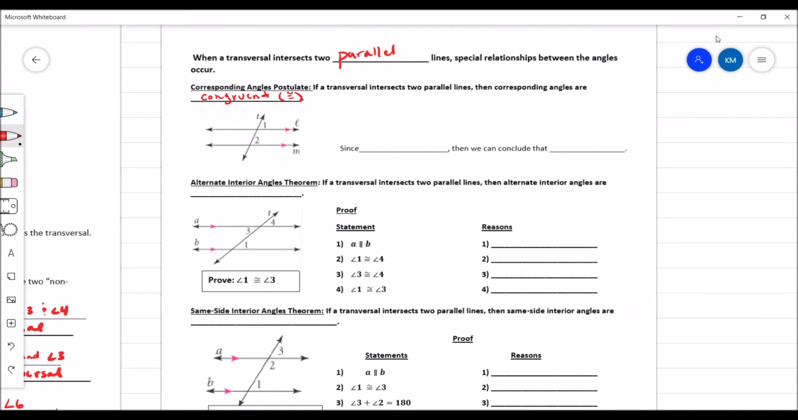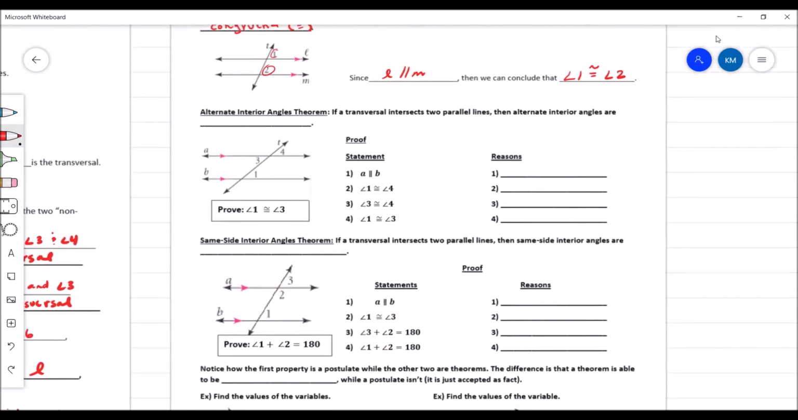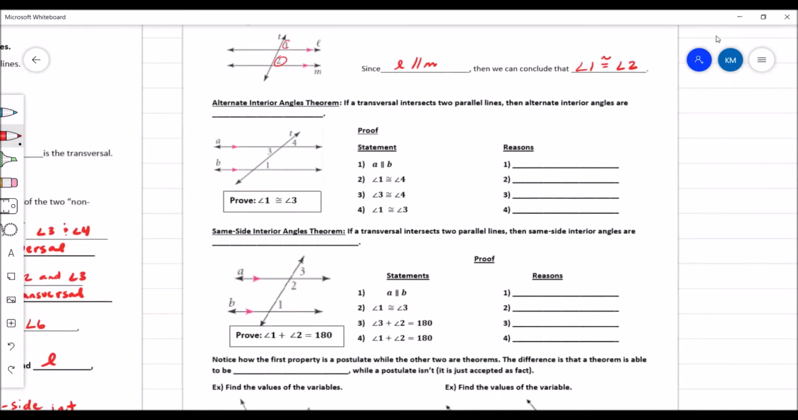Okay, so with that postulate, since L is parallel to M, we can conclude that our corresponding angles, angle 1 and angle 2, are congruent. Angle 1 is congruent to angle 2. The alternate interior angle theorem says if a transversal intersects two parallel lines, then the alternate interior angles are congruent.